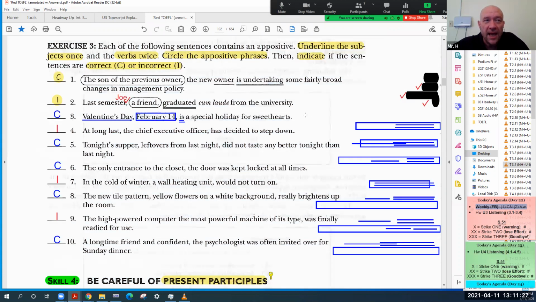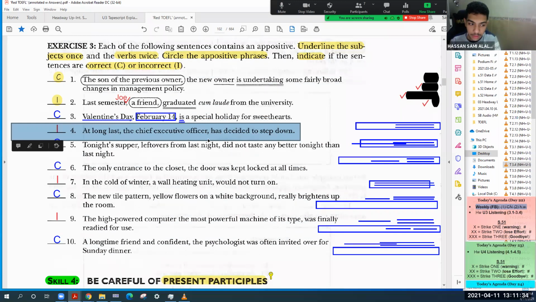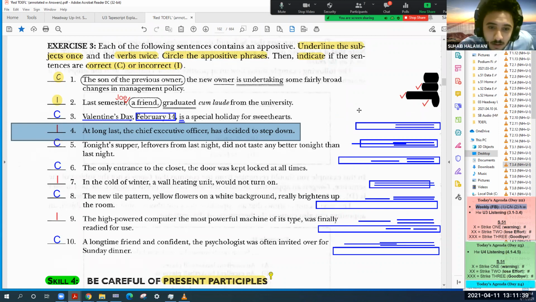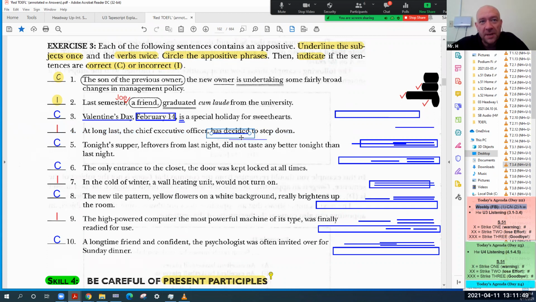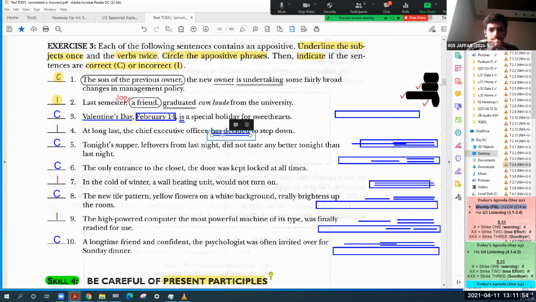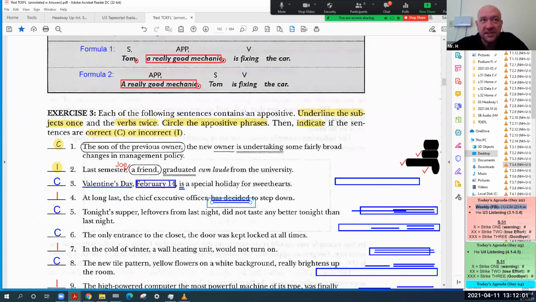Now, what's the problem here, guys? Find a subject. Can you find a subject? Well, what about the verb? Let's find the verb. It's has decided. Okay. So the verb, right, has decided. Where's the subject? Now, if this is the verb, somebody does it. It's missing. Yes.